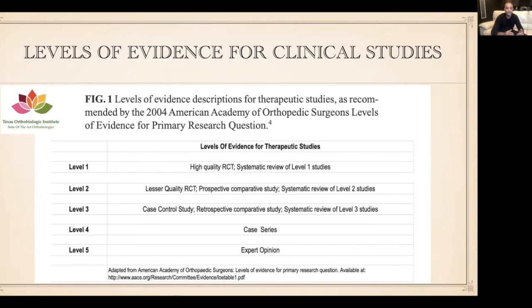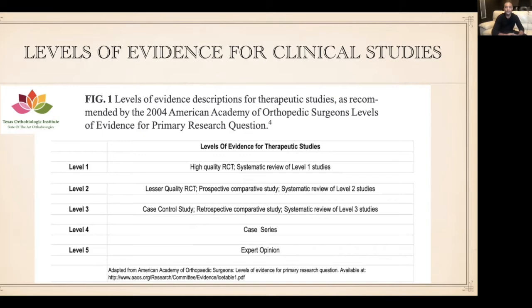The mid-range of levels of evidence would be level 3. That would be a typical case control study where one group has an intervention and the other group does not, but this is not randomized necessarily. It is also not necessarily prospective. A retrospective comparative study would also typically fall under the level 3 category of evidence.